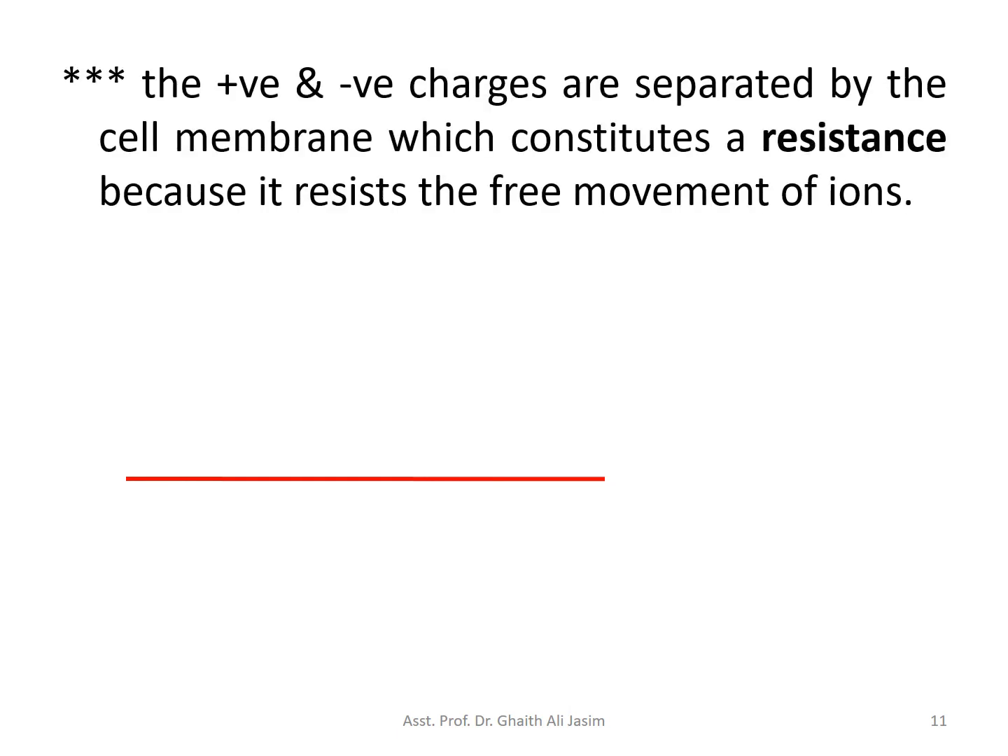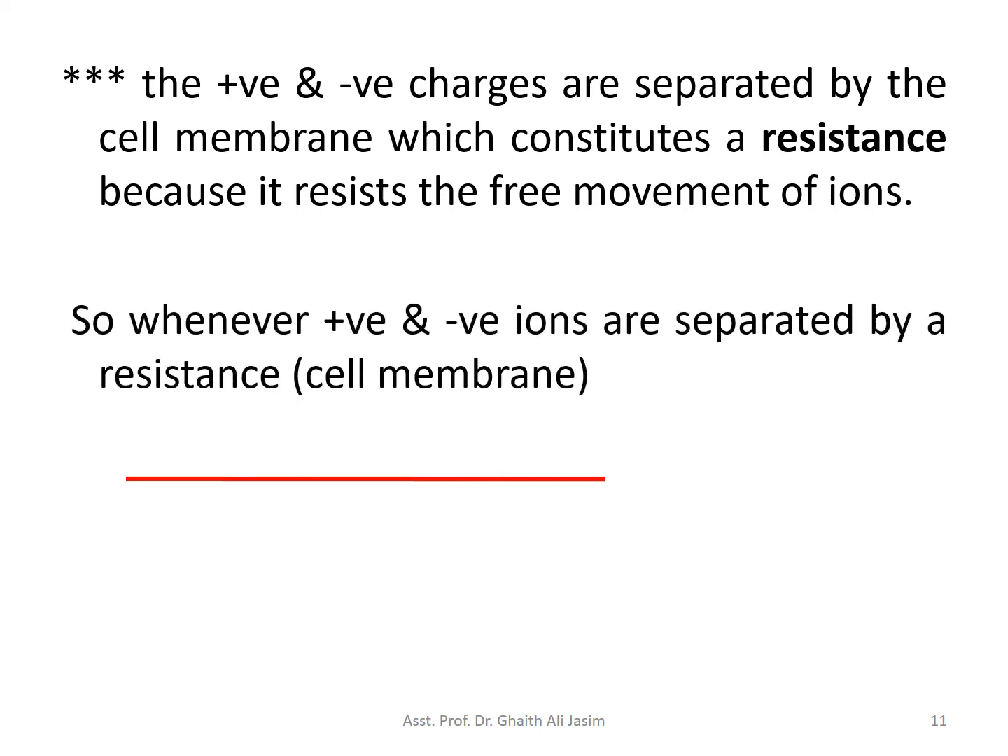So the positive and negative charges are separated by a cell membrane, which constitutes a resistance because it resists the free movement of the ions. So wherever positive and negative ions are separated by a resistance, a cell membrane, a potential difference exists.